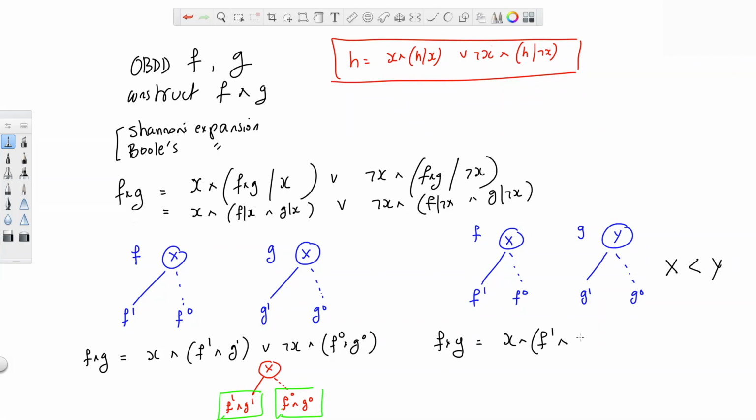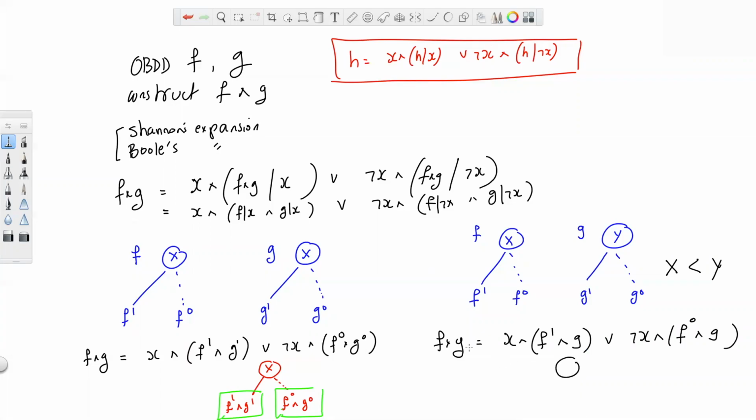G given X is what in this case? I'm restricting this on X. X does not appear. What do I get here? I get G back. Excellent, guys. And now what do I have? Not X, and here basically I have F0 and G. Well, what does that mean? Let's look at the picture.